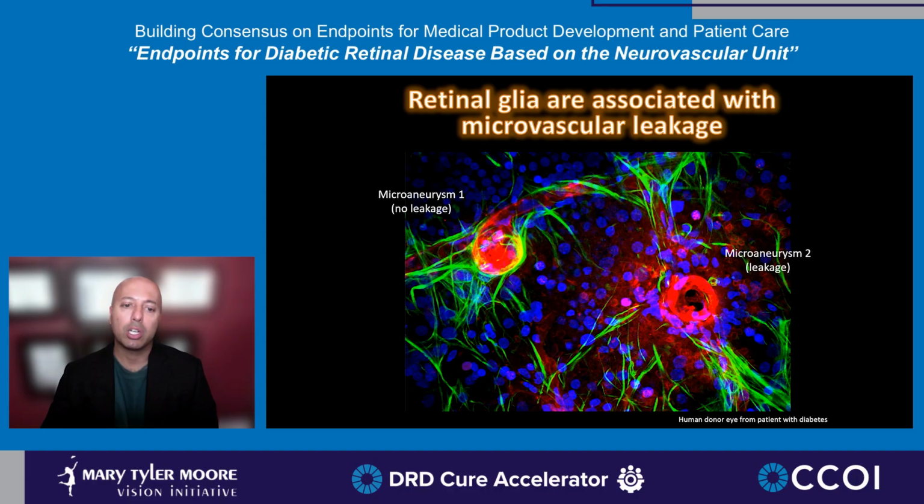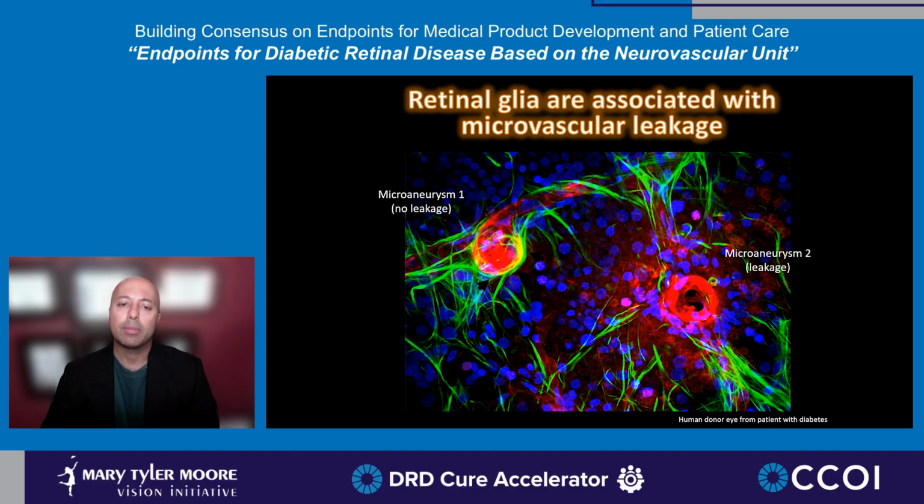So you can see two microaneurysms in this human specimen. The glial proliferation is labeled green. Aneurysm 1, which has a lot of glial cells surrounding it, has no leakage, whereas the adjacent aneurysm with barely any GFAP staining has got diffuse leakage.